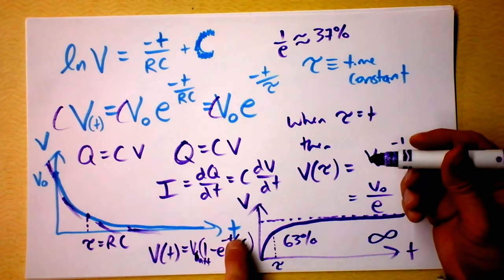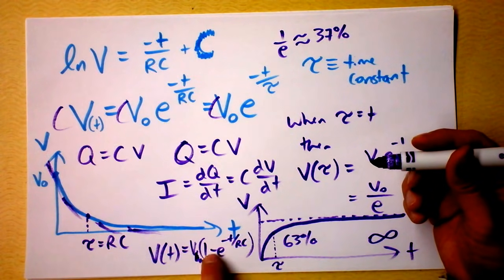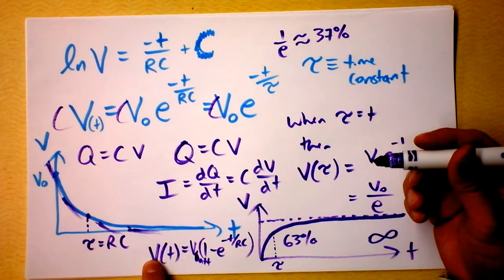So initially, you've got a 0 here. So this is e to the 0. E to the 0 is 1. And 1 minus 1 is 0. So I don't even care what V battery is. Your initial voltage is 0.